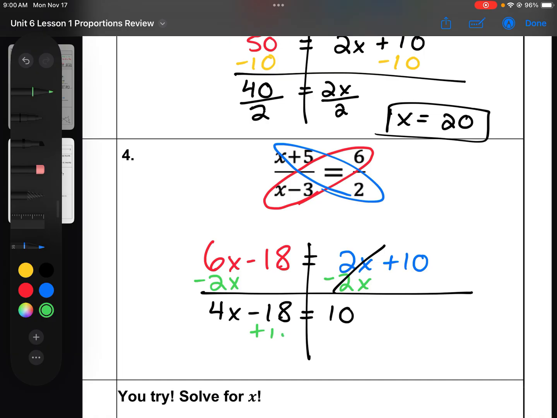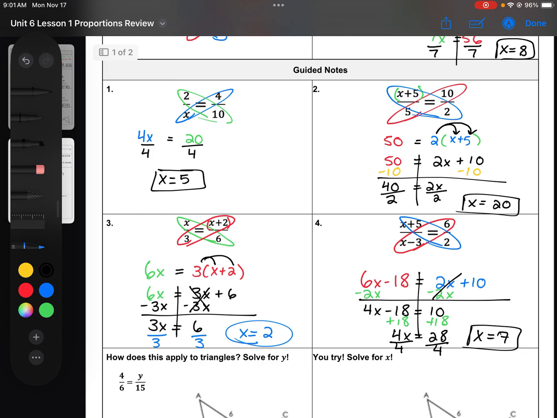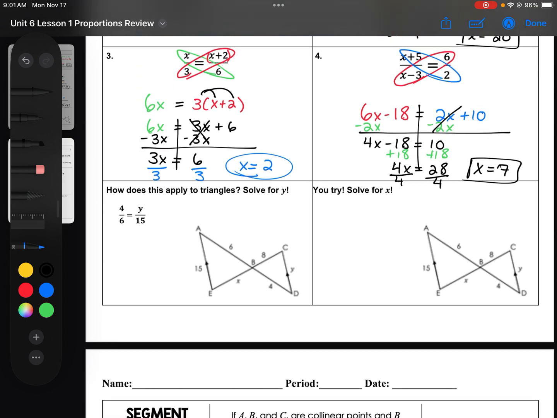Going to go ahead and add that 18 over to the other side. And you get 4x is equal to 28. And then once you have that, you go ahead and divide by 4. 28 divided by 4 gets you an answer of a nice smooth 7. Okay? So that is how we solve proportions.